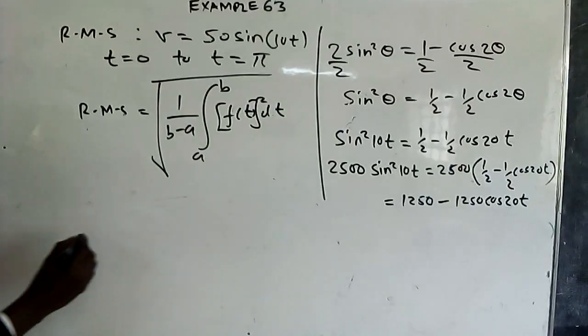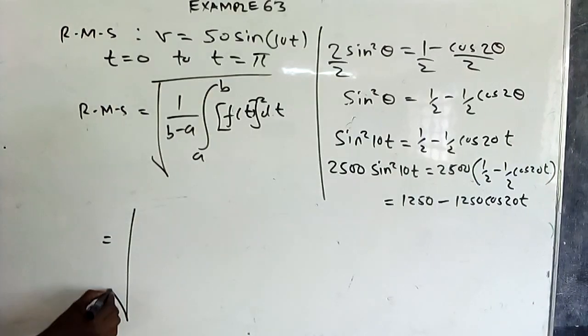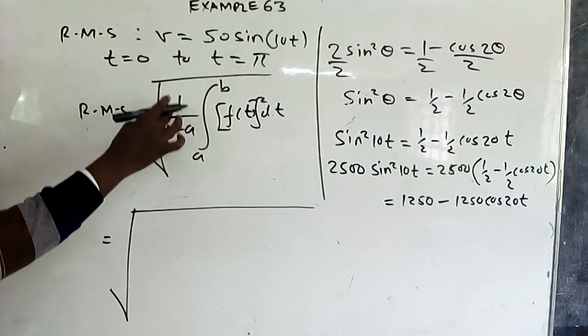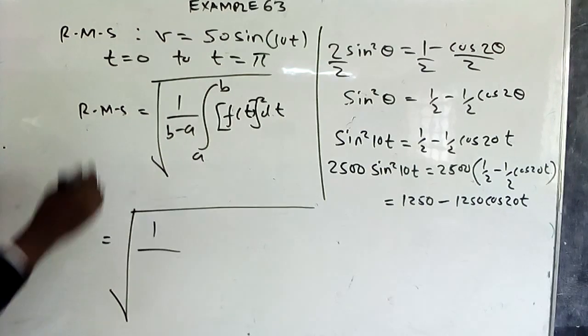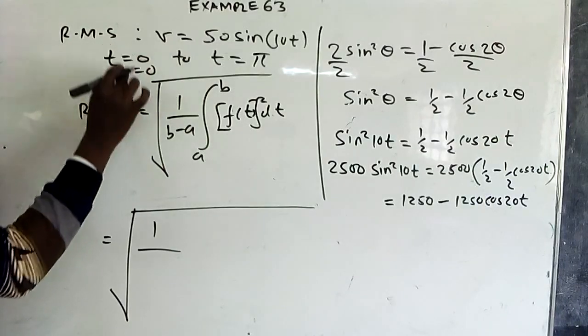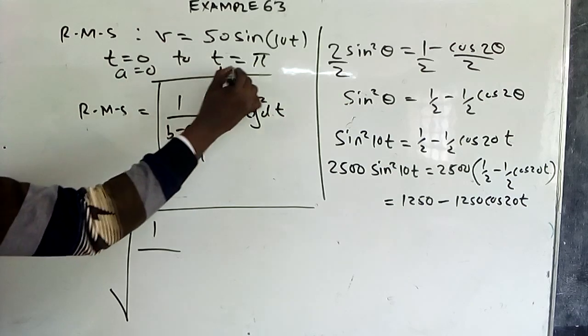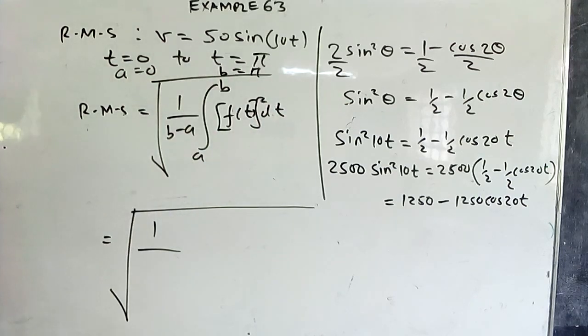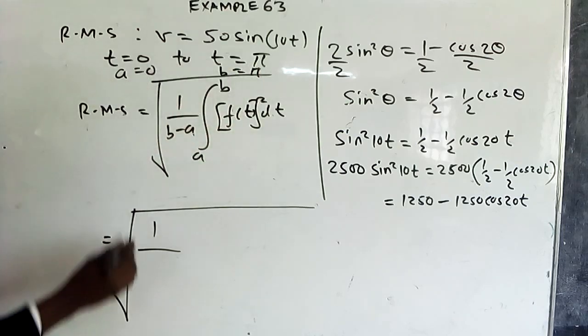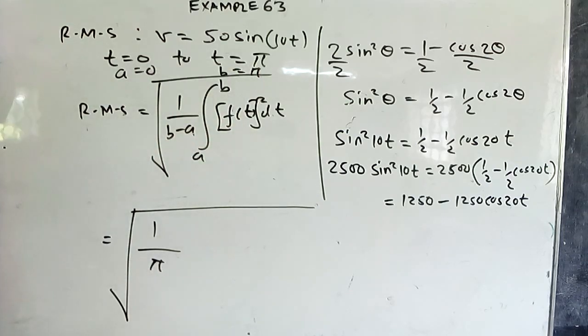Substitute, so in the formula, the root mean value is square root. We have the square root, then inside we have 1 over b minus a. What is b? It is starting from a is 0, isn't it? And it is ending at b is? 5. So our b is 5, a is 0. So it is b minus a, 5 minus 0. You remain with 5. Isn't it?